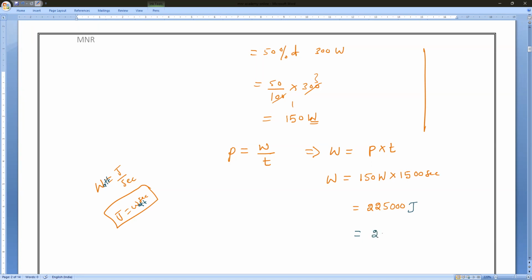2,25,000. So 2,25,000 in the form of powers. Anybody? 225 into 3 zeros, how can I write it in powers? 10 power 3. Is it right? So that is what? Yes, 2.25 into 10 power 5 joules. Is it okay, Mari? Yes, sir.